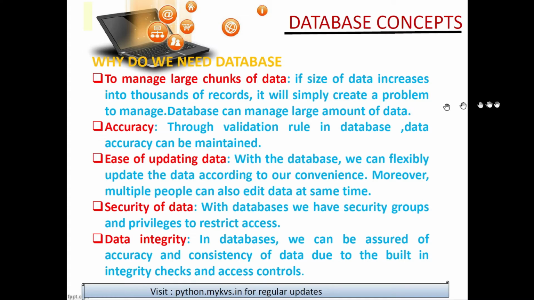Accuracy: there are some validation rules in a database that can be applied at the time of query or at the time of fetching data, so we will be able to see accurate data. It is easy to update or modify any data according to our own convenience. Moreover, multiple people can edit the data at the same time, depending upon whether the database administrator allows it, meaning whether the rights are given or not.